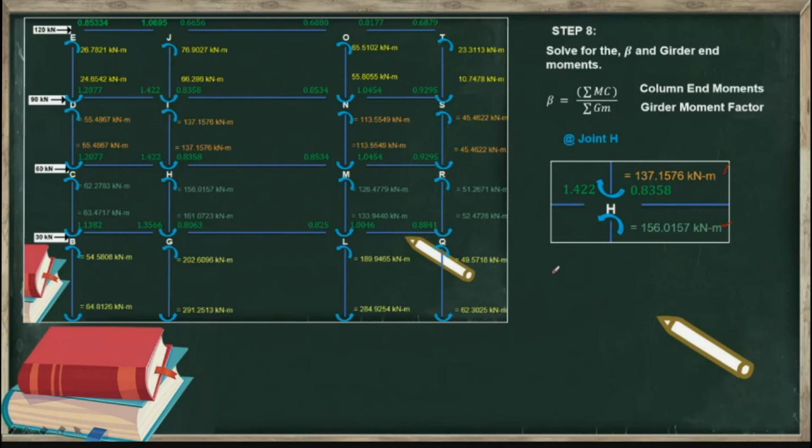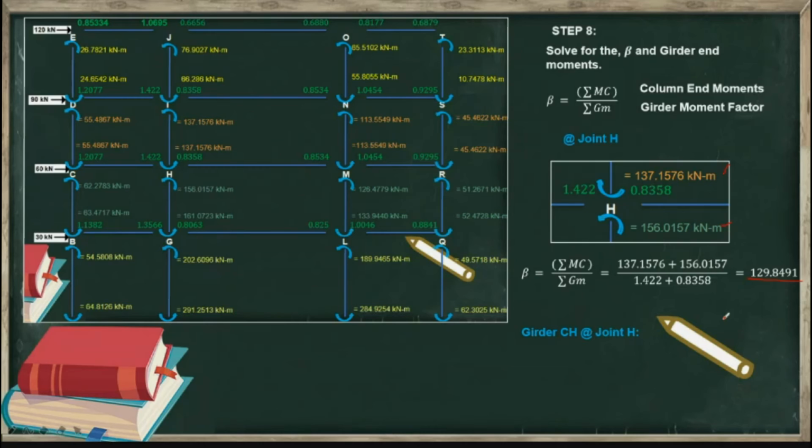So, compute natin si beta. So, summation ng moment column natin, sa mga moments natin sa column, 137.1576 plus 156.0157 divided by the girder moment factor lang. Summation niya. So, 1.44 plus 0.8358. We will get beta 129.8491. So, parang dun sa pagkuha natin sa column end moments natin, ang nakuha natin sa beta is i-multiply lang natin siya sa mga girder moment factors.